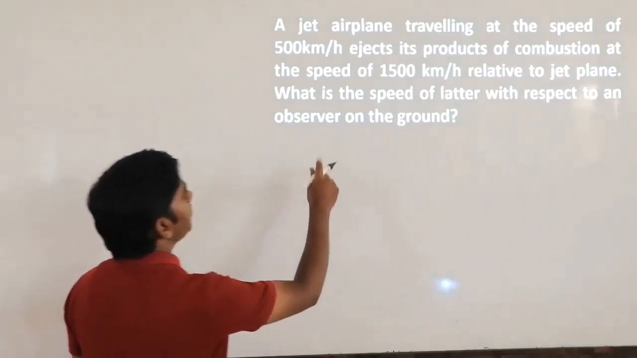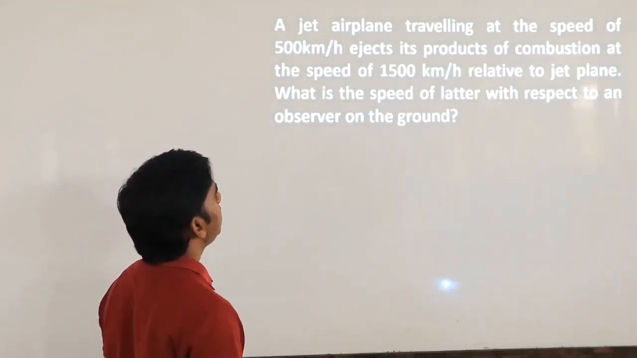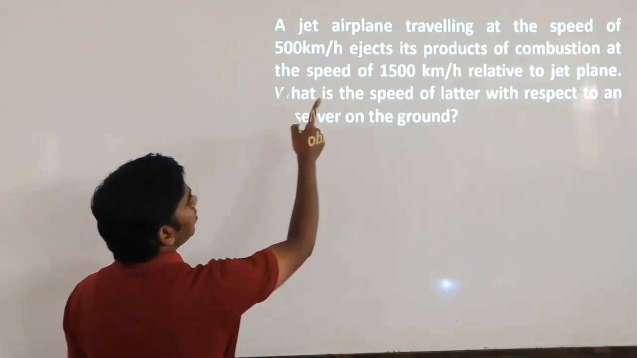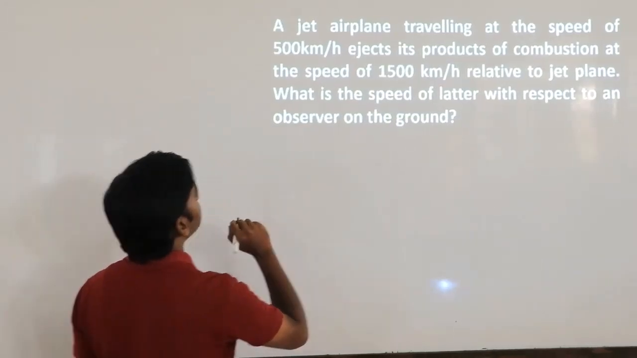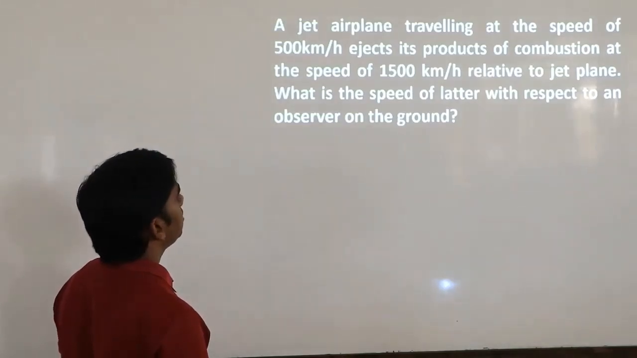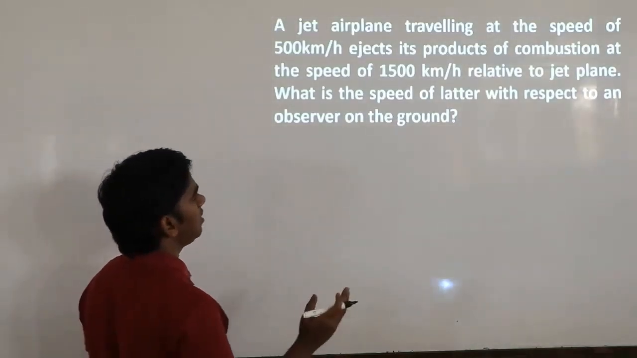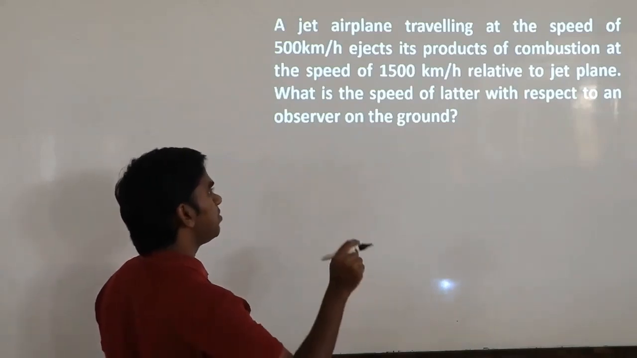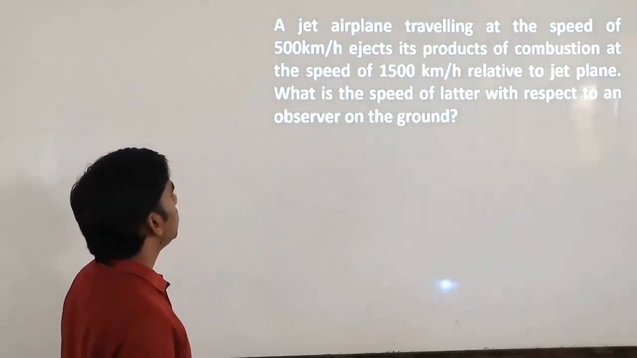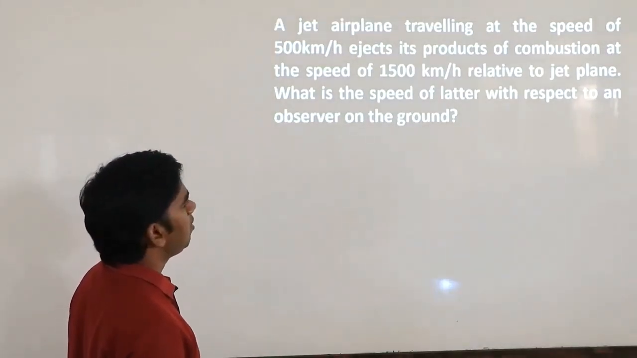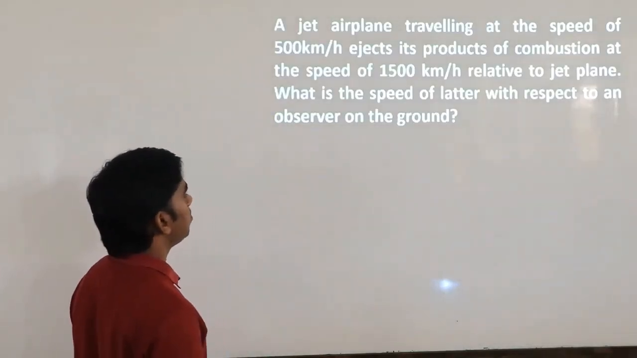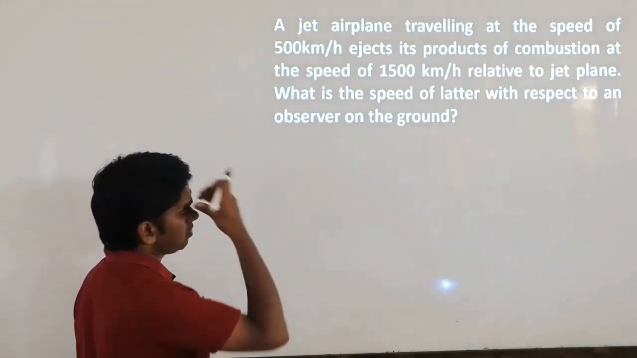Next question. I hope this is from your NCERT text, I think example number 3.5. A jet aeroplane traveling at a speed of 500 km per hour ejects its products of combustion at the speed of 1500 km per hour relative to the jet plane. What is the speed of the latter, that is, the jet plane, with respect to an observer on the ground?